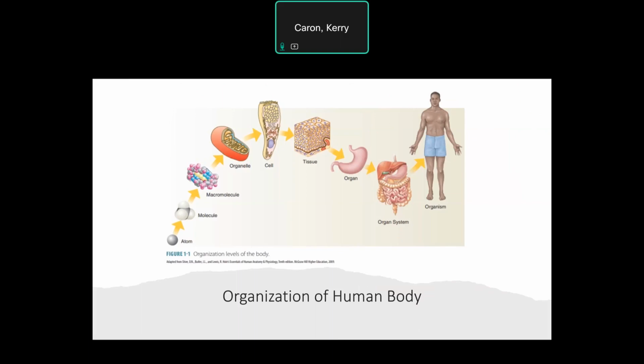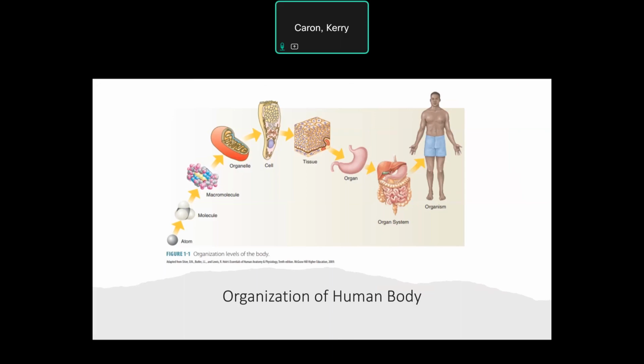Okay, organization of the human body. Essentially, we usually start out at the very basic level, the cellular level. So one cell, or many cells that function together, become a tissue. Many tissues that function together become an organ. Many organs that function together become an organ system, and many organ systems that function together become an organism.